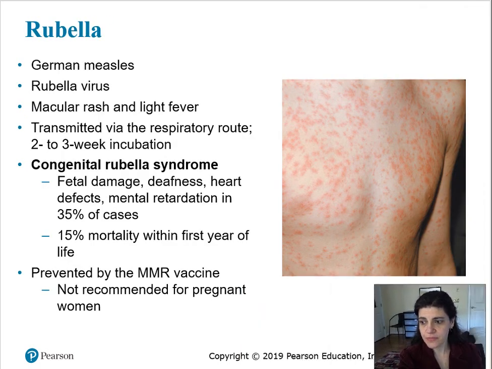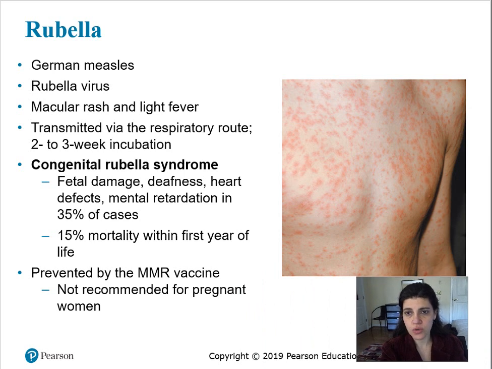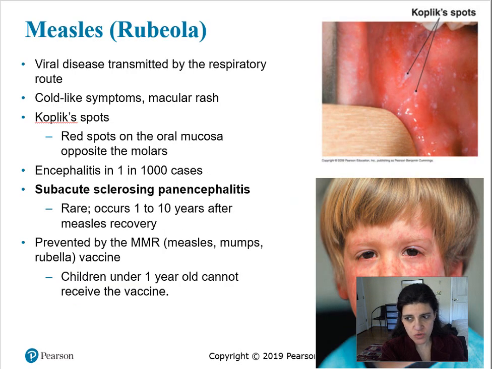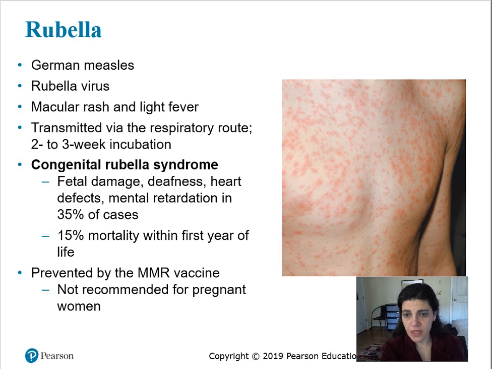Rubella is another disease that is also called German measles. It's caused by the rubella virus. It's another type of macular rash. I don't expect you to be able to distinguish between the rubella and the measles rash because they're pretty similar. Just remember, Koplik spots are typical of measles and not of rubella.